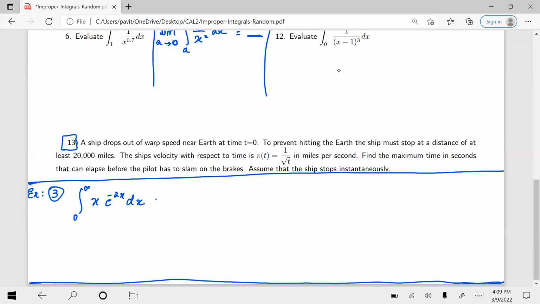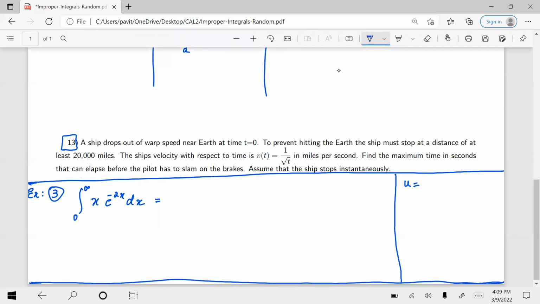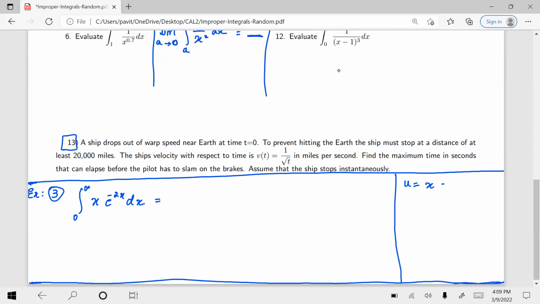How can I solve this? This clearly we have to apply integration by parts. It's a product of two functions. So we have to apply integration by parts. I will do that here. So u equal to x. So that will give du by dx as du equal to dx.